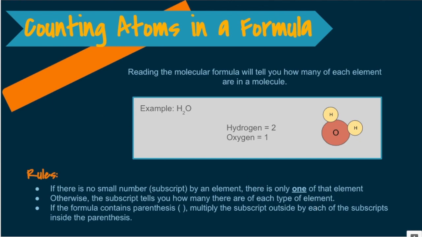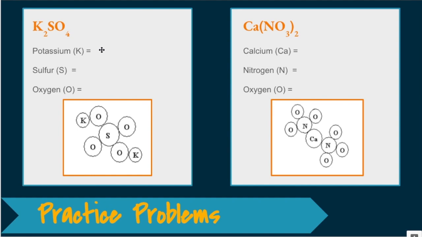So let's practice. Here we have a compound, and we have potassium, sulfur, and oxygen. The first thing you want to do is identify what elements are part of that compound or molecule. So I wrote out each of the ones that I have: potassium, sulfur, and oxygen. There are no parentheses, so I don't have to multiply in this case. I'm just going to be looking at the subscripts for each.